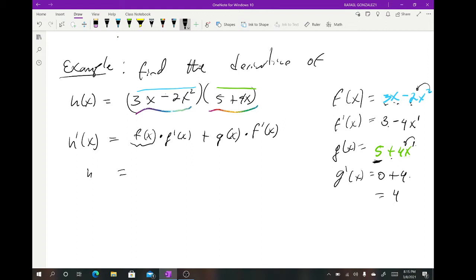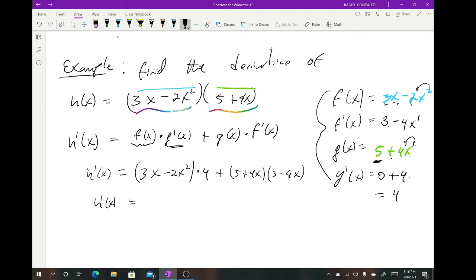Okay, now we know what f of x, g prime of x, f prime of x, and g of x are. So f of x hasn't changed, it's still 3x minus 2x squared, but g prime is 4, so this is times 4, plus g of x, which is 5 plus 4x, times f prime of x, which is 3 minus 4x. And now the calculus step ended here.